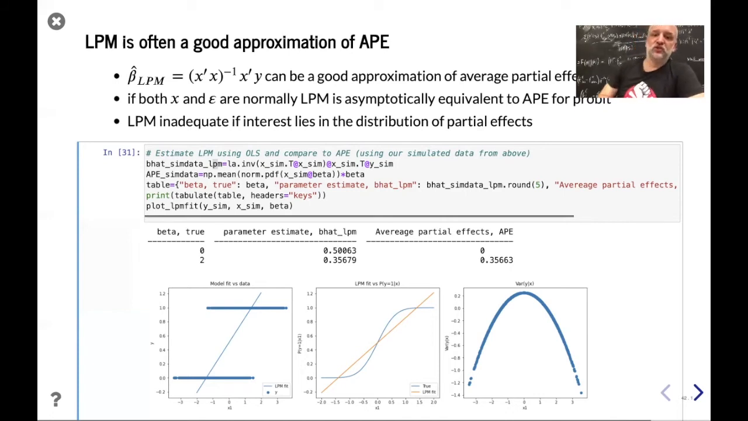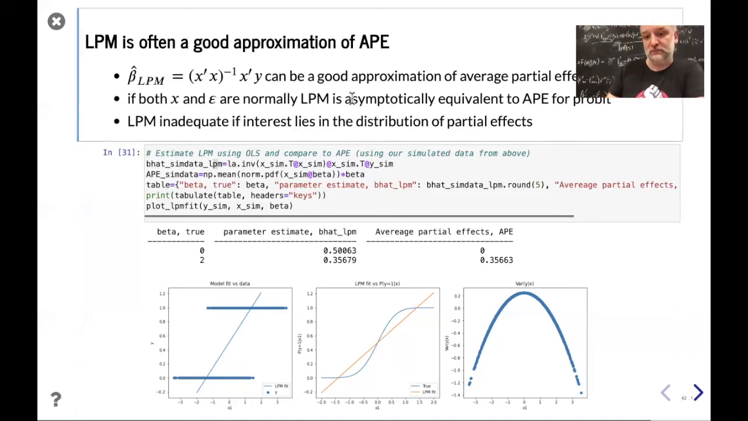So what I said in the beginning, that the slope of this line is approximating the average slope of this curve if you average over the sample, is a property that you get theoretically as n goes to infinity for the linear probability model if the data is generated from normally distributed X and epsilon. And this is exactly what I did in the simulated data. So in this situation, you get a very nice approximation of the partial effects when you're just using OLS. If your interest is in estimating the average partial effects, not the distribution of the partial effects, then the linear probability model is actually not a bad choice.